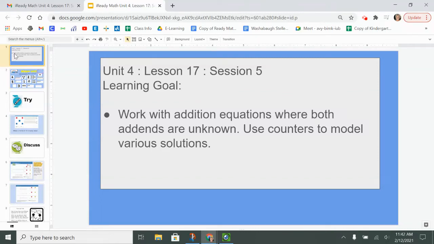Hello, kindergarten friends. Today we are doing session 5, our last session in lesson 17. You're going to need your math workbook, a pencil, your math counters, and your crayons. So go ahead and get your materials and then press play when you're ready.